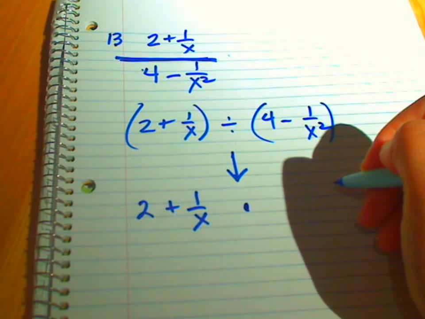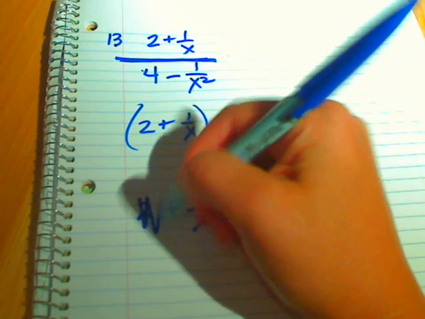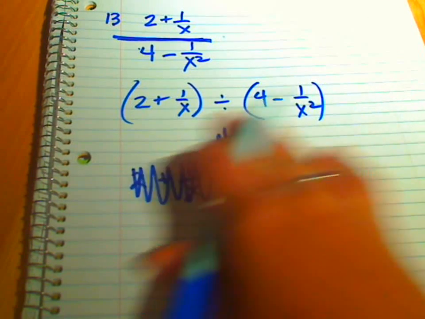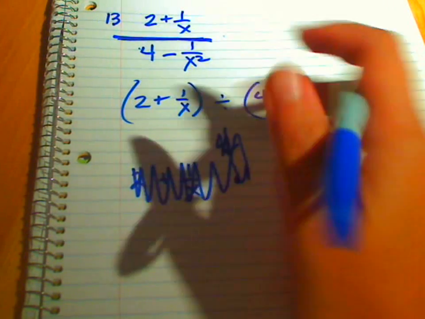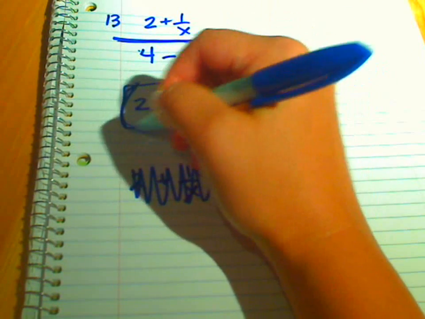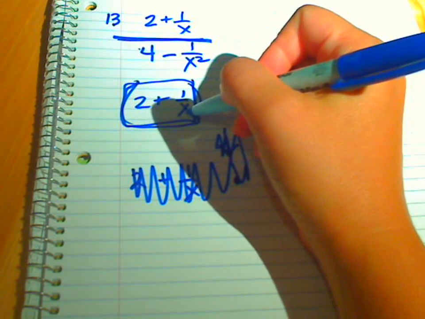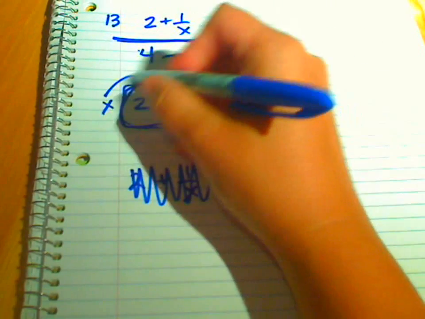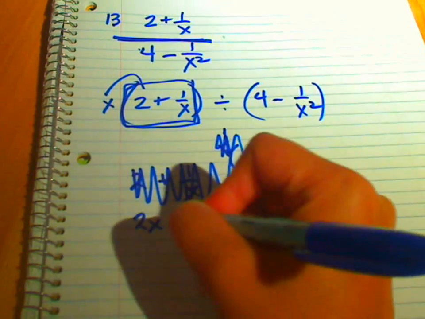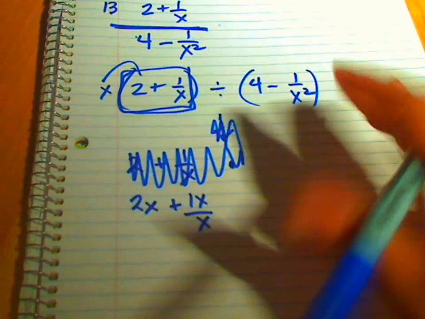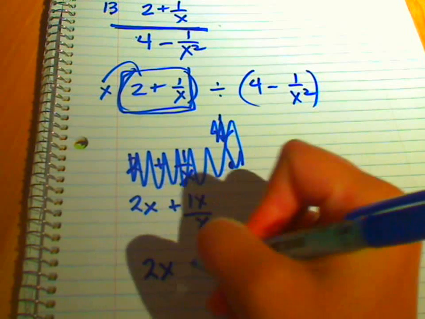Oh, hold on. Back up. We're going to do that in the end. It's going to be easier if we just leave it like this for a sec. Alright, so for this top, this part right here, just consider this. How do I get rid of this fraction with x on the bottom? Multiply everything by x. So I have 2x plus 1x over x, which leaves me with 2x plus 1.